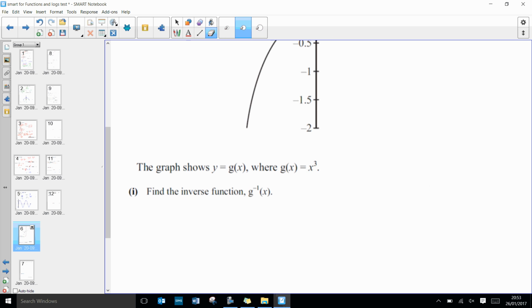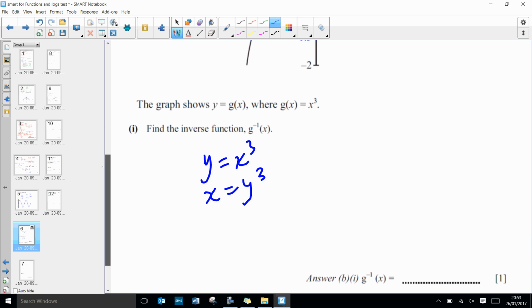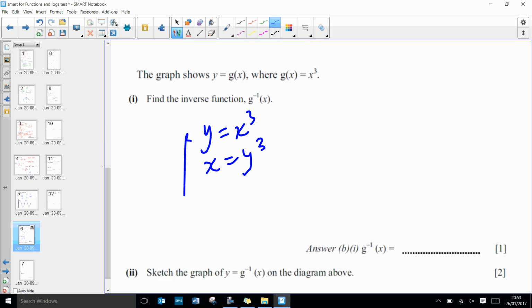So we write y equals x cubed. Switch the x and y. Make y the subject. So we're undoing something being cubed, which means we are cube rooting. Which means our inverse function is the cube root of x. Sketch the graph on the diagram above.